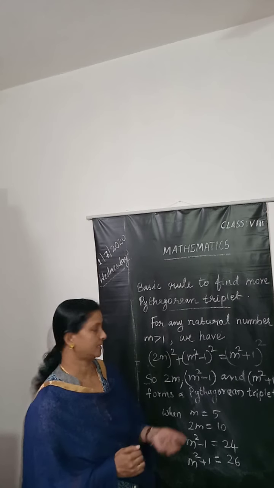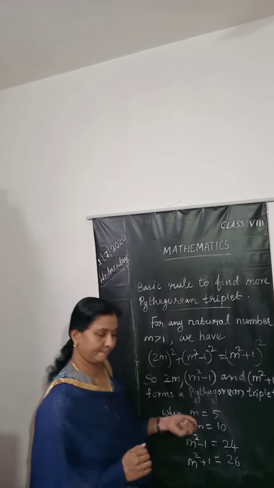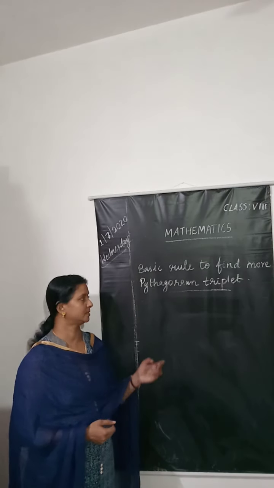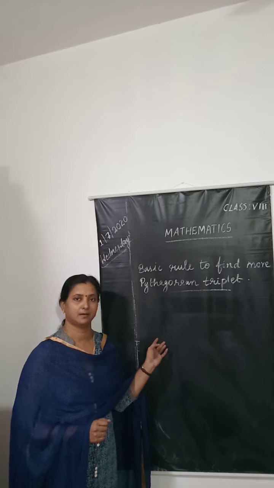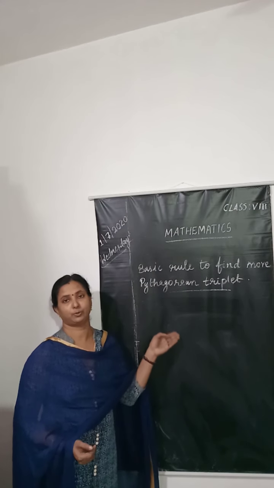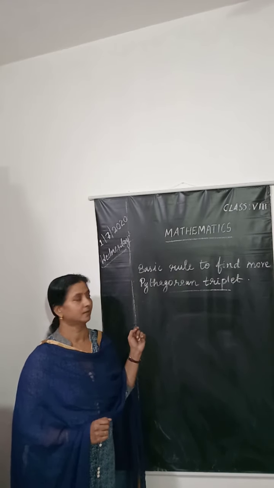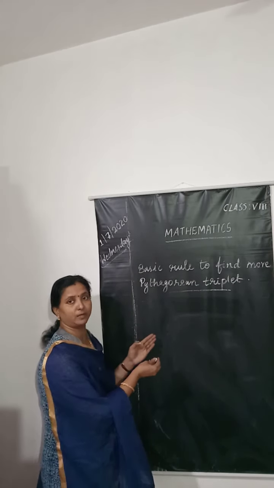Okay, now we can see how to do some problems using this. So you have learned how to find a Pythagorean triplet using the general form, that is 2m, m square plus 1 and m square minus 1. If you want, I will do one more example.